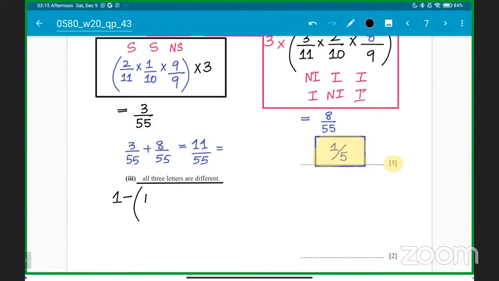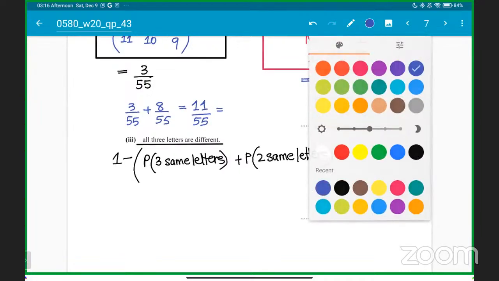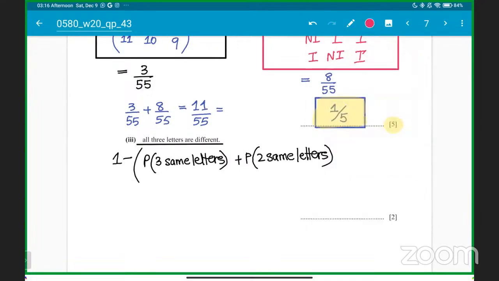Follow carefully: 1 minus, because it's 2 marks only, and if I do it the other way, it will be a lot of working again. The probability of 3 same letters and the probability of 2 same letters. If you add both the first part and the second part and subtract from one, you are going to get the opposite of it. That is the probability that all 3 letters are different.